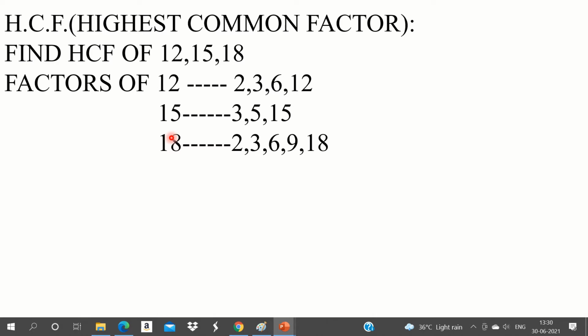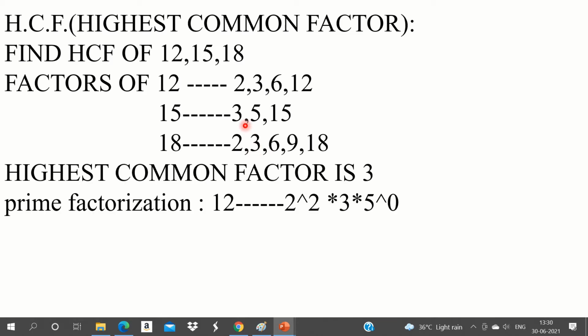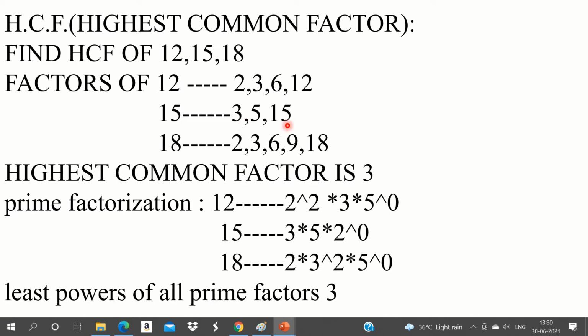So 3 is common for all and it must be the highest. There is no other number common to all of these. 3 is the only highest number and it is a factor of all three. So 3 is the highest common factor. By prime factorization also you can find this. In prime factorization, you take the least powers of the numbers. If you take the least powers, you get 3 as the HCF.